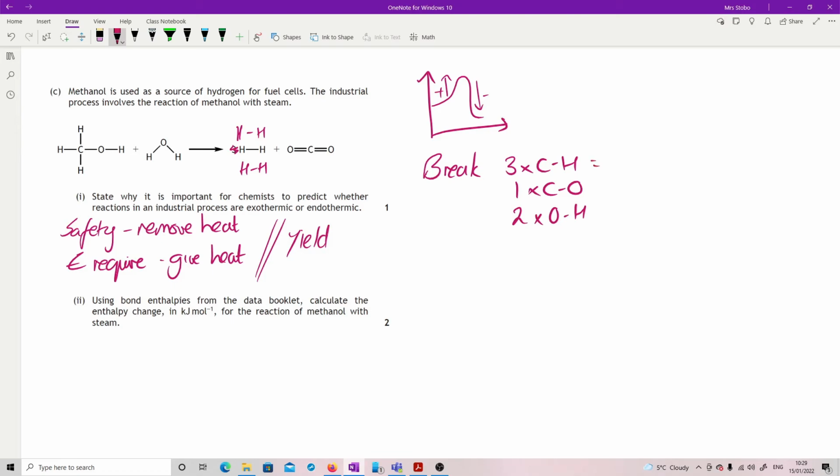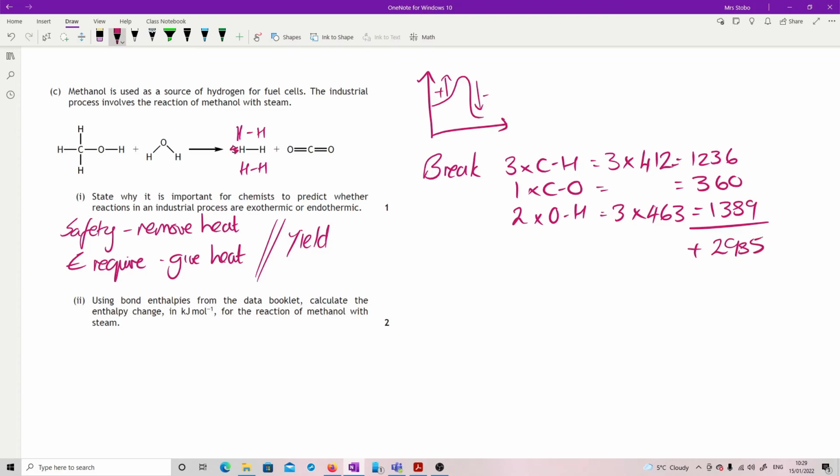So that's 3 times 412, which is 1236. That's just 1 times, so that's just 360. And we've got 3 times our 463 here, giving me 1,389. Add all that up means that my initial breaking is going to be a plus 2985.